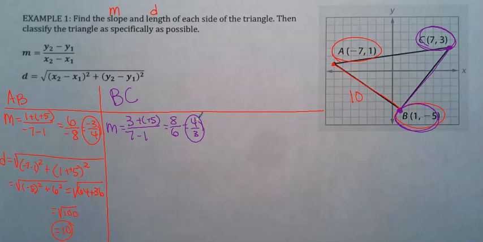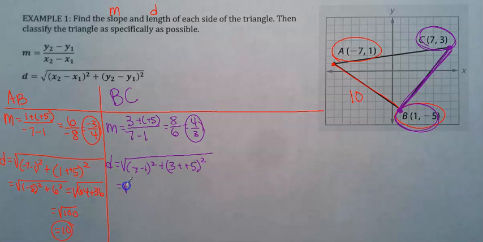All right, now I need the distance. So what's my length from B to C? What's this distance or that length? Okay, so I have to use the distance formula. D is going to equal the square root of my x values, so x2 minus x1, 7 minus 1 squared plus my y2 minus y1, so 3 minus negative 5 squared. Again, this is like plus.